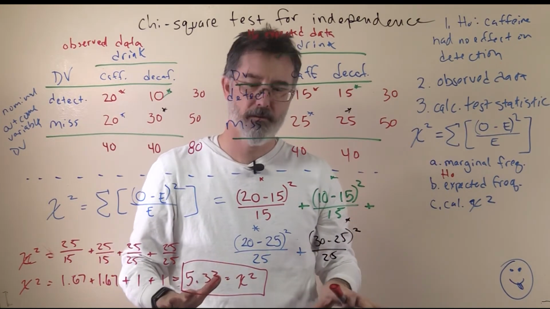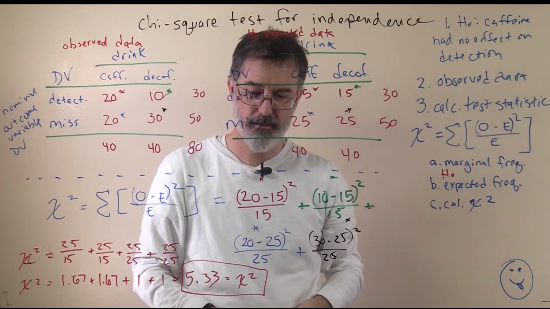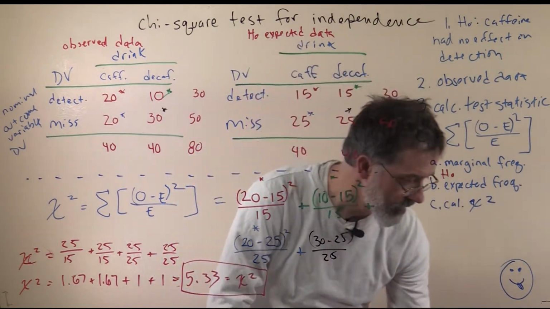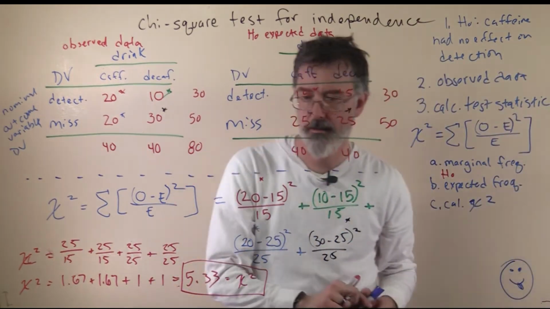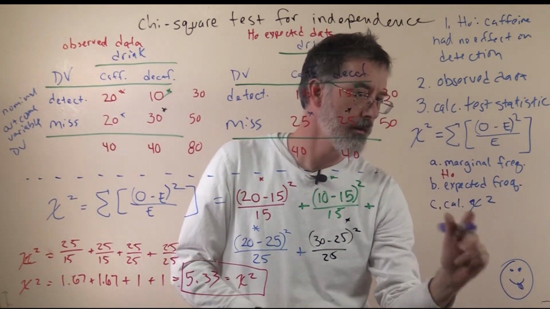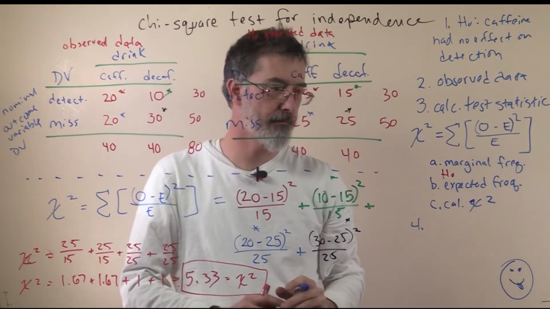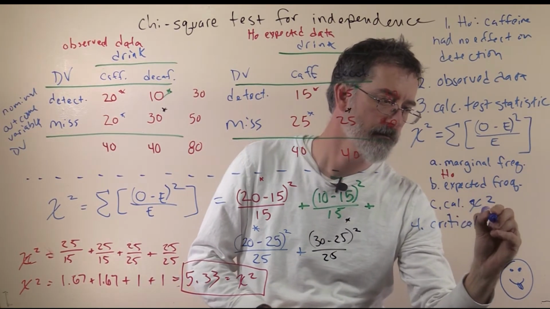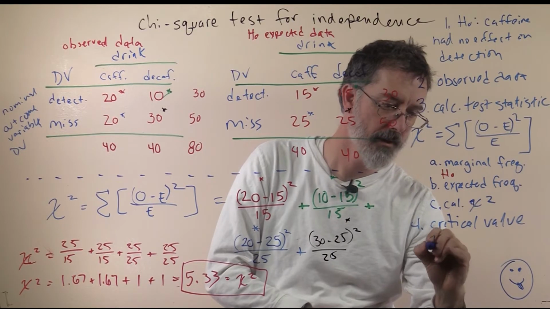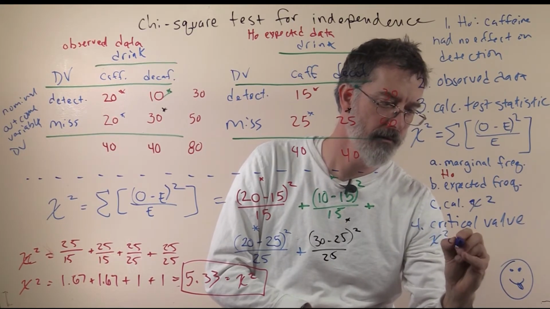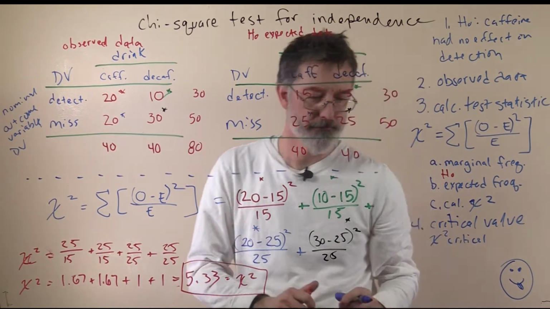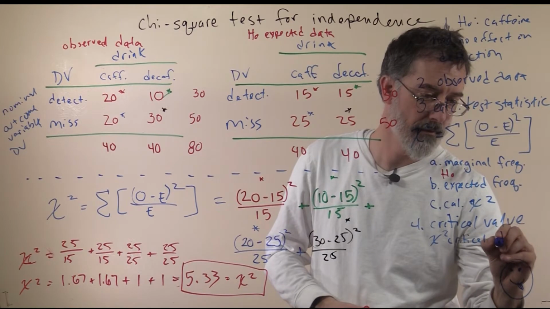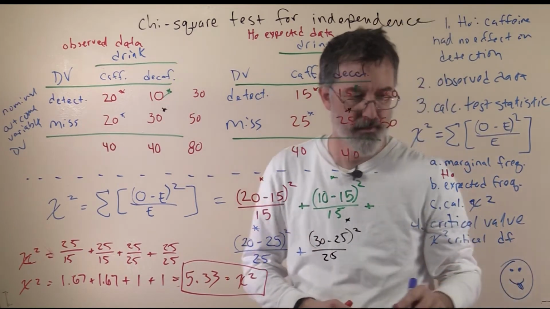And there's no one-tail or two-tail test for a chi-square. It's always a two-tail test. And we next need to compare this with our critical value, just like we did with all of our other inferential tests. All right, and this is going to be a chi-squared critical. And to determine this, we need to know how many degrees of freedom there are for this test.